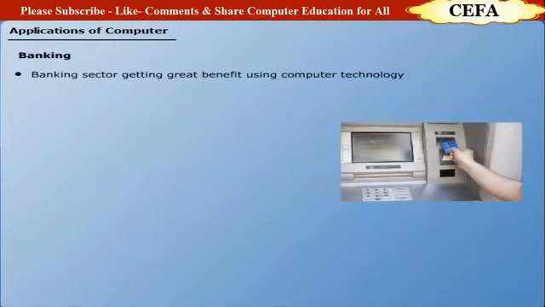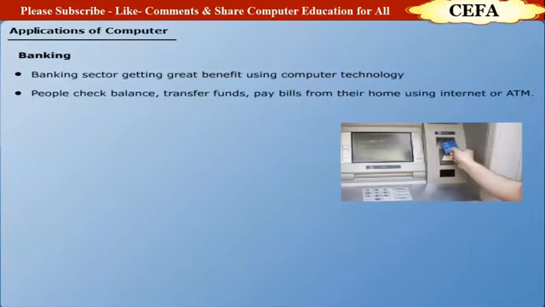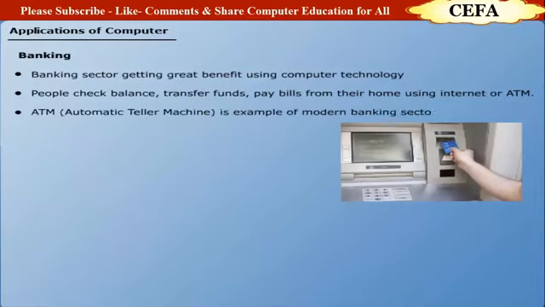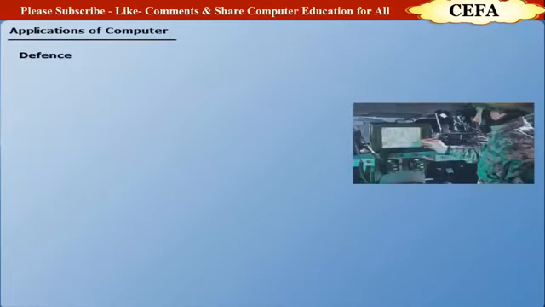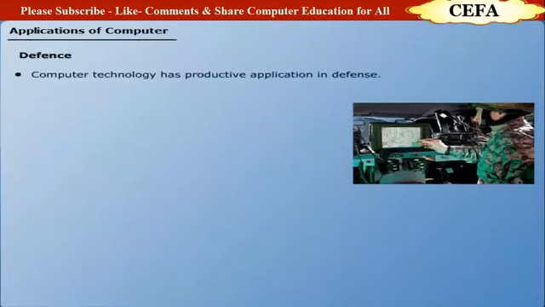Banking. Banking sector is also getting a great benefit from using computer technology. Internet banking is an example of modern banking where a customer can easily check his balance while sitting at home and can transfer funds without queuing or physical fatigue. In fact, computer technology has enormously saved the user's time. ATM is another example of modern banking sector. A user can now draw money through ATMs anywhere and anytime around the clock.